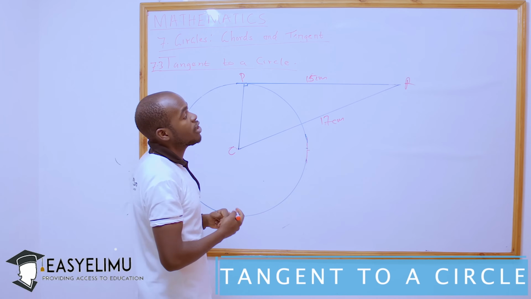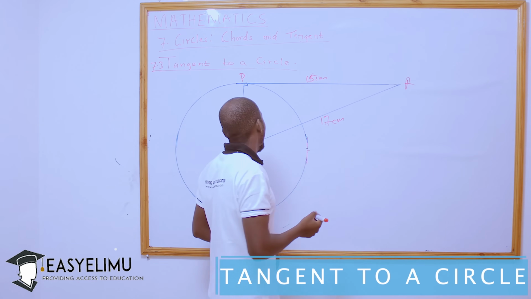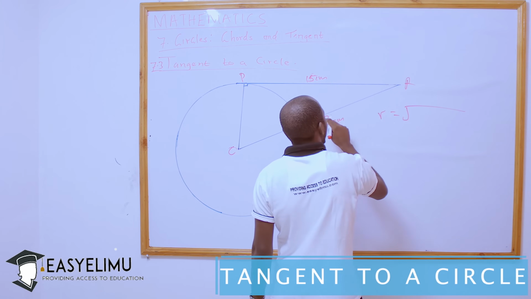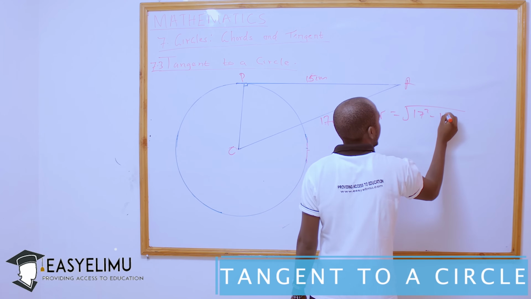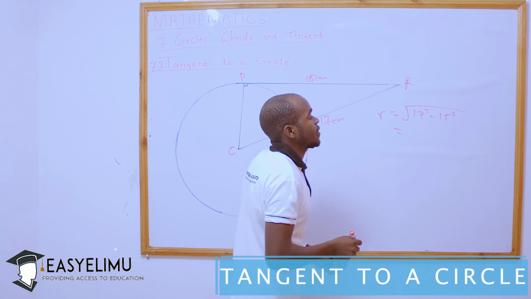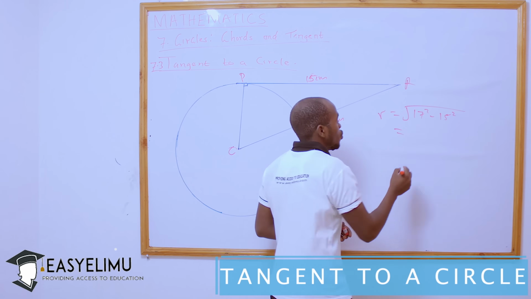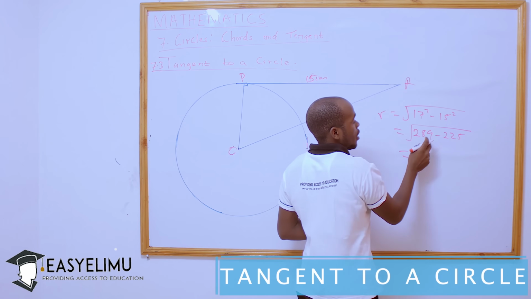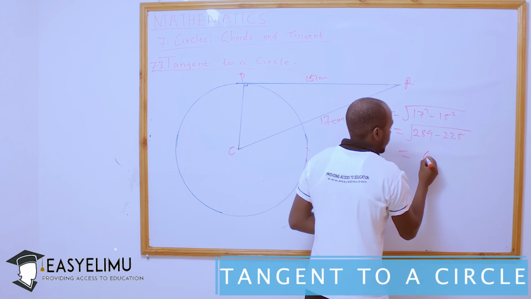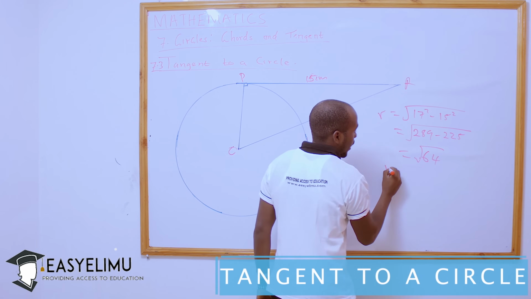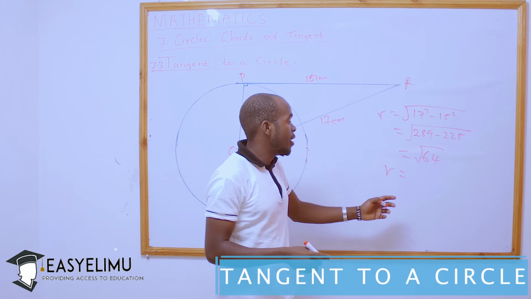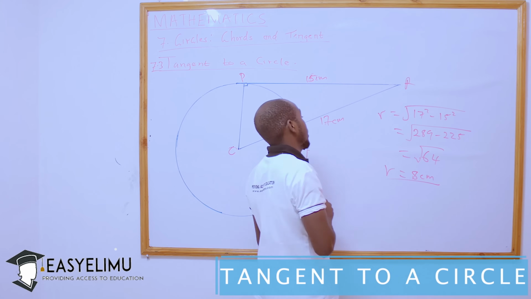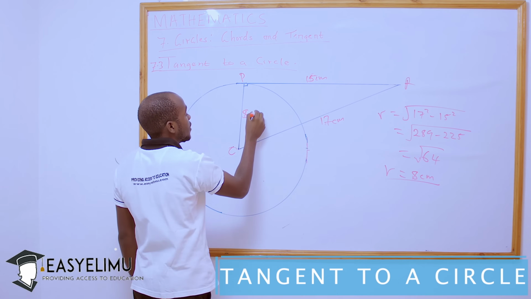So if that is the case, we can use Pythagoras theorem to find the radius, and we can say the radius R can be given by taking the square root of 17 squared minus 15 squared, which will give us, 17 squared is 289 minus 225. If you subtract, we are going to get the square root of 64, and the square root here has given us 8 centimeters. So, the radius of this circle is 8 centimeters.